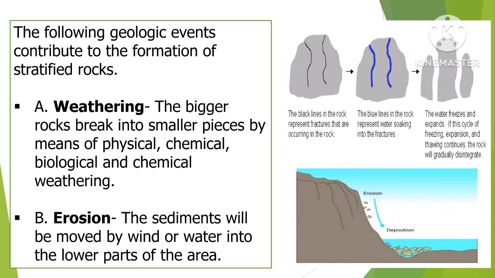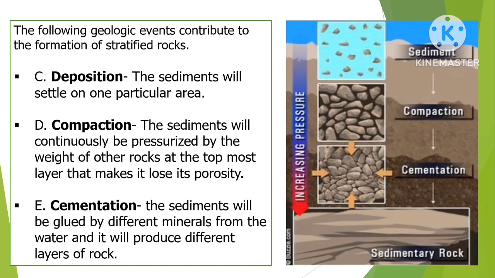The first one is the weathering. It is when bigger rock breaks into smaller pieces by means of physical, chemical, and biological weathering. The second one is erosion. The sediments will be moved by wind or water to the lower parts of the area. Another geologic event that contributes to the formation of stratified rocks is the deposition. The sediments will settle on one particular area.